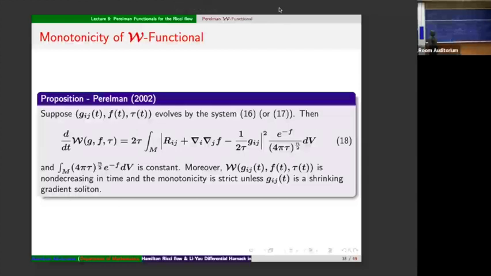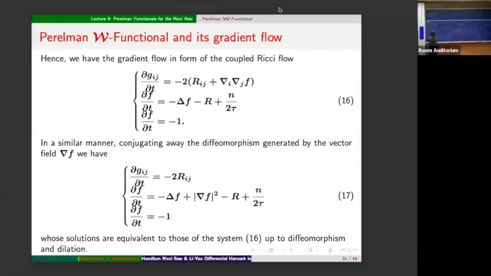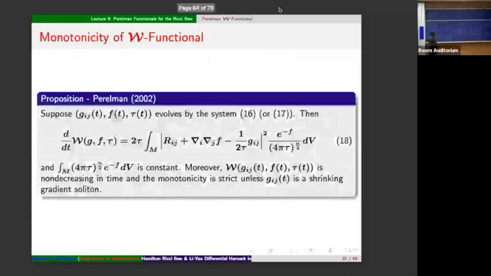And we can also prove that under Ricci flow, under that system, system 17, the W function is monotone in time, and it's strict except when we have a shrinking gradient soliton. So what you have inside this integrand is the equation of a shrinking soliton.